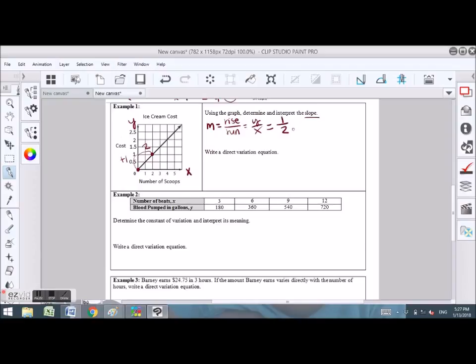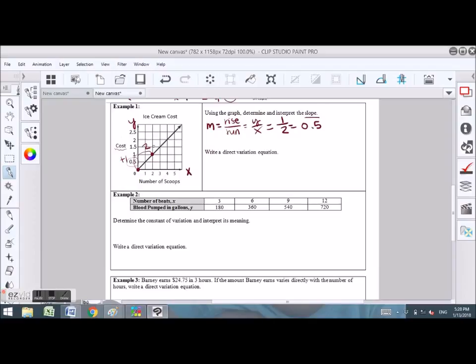Now, how do we simplify this in a way that makes sense? You notice on this side it says the cost, and it gives us these numbers in decimals. So while usually we want to keep the fractions, in this case, because of the problem that we're looking at, we're going to write this in a decimal form, 0.5.